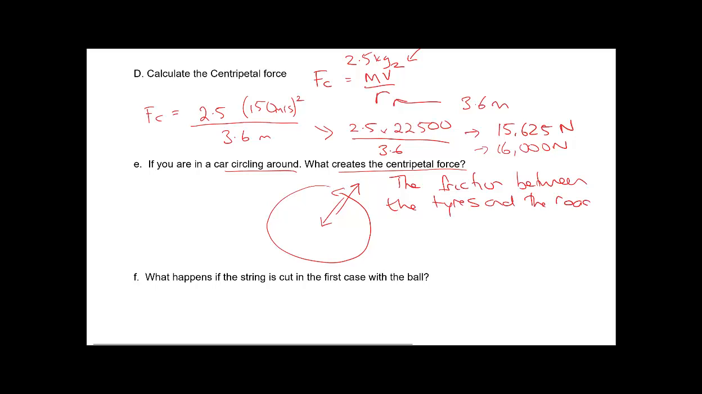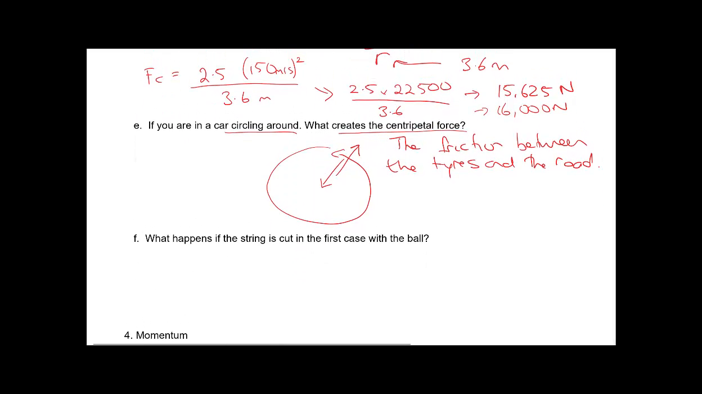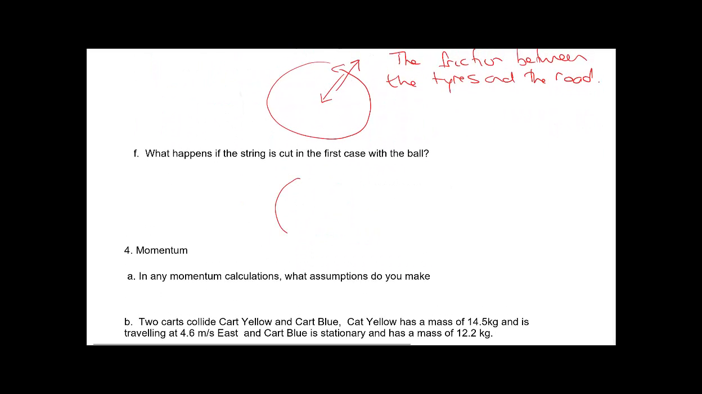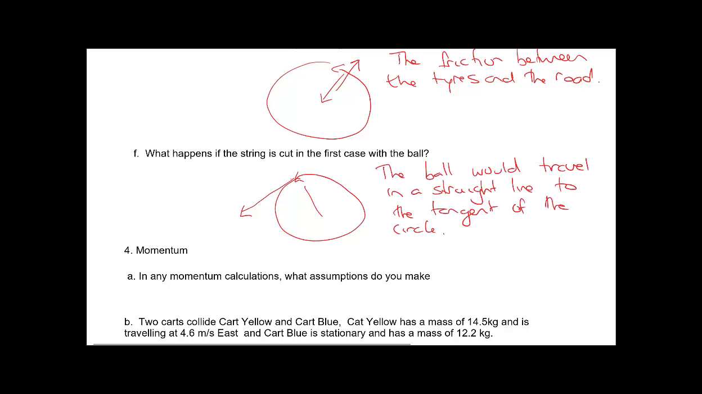Okay. Now, if you're going around in a circle and the string gets cut, then you're going to go at a tangent to the circle. So the ball would travel in a straight line at a tangent to the circle. It's probably not the best wording. At a tangent to the circle. Okay, so that's that question.